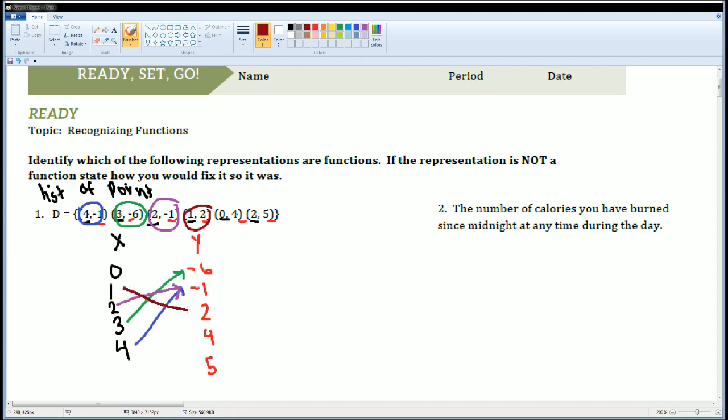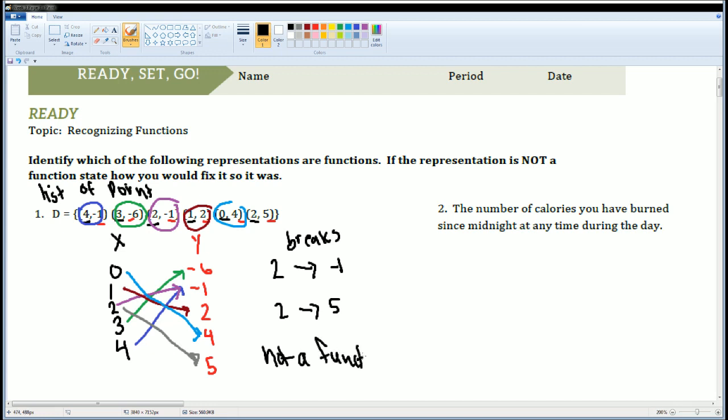Then we have 1 and 2. Light blue, 0, 4. And 2, 5. I can make it gray. 2, 5. Uh-oh. Here's the problem. That 2. They said here that 2 goes to -1 and 2 goes to 5. This breaks. Okay, this doesn't work. So this is not a function, because the arrows from 2 go to 2 different y values. So that's why it wouldn't work.